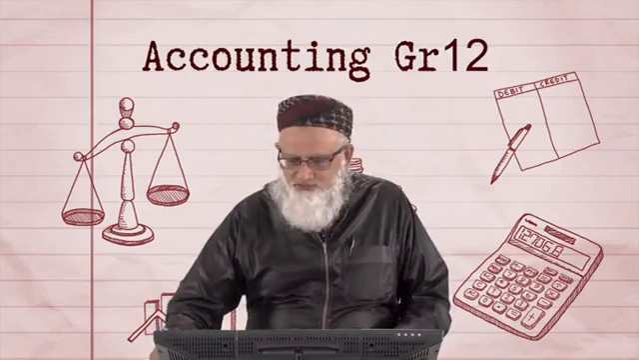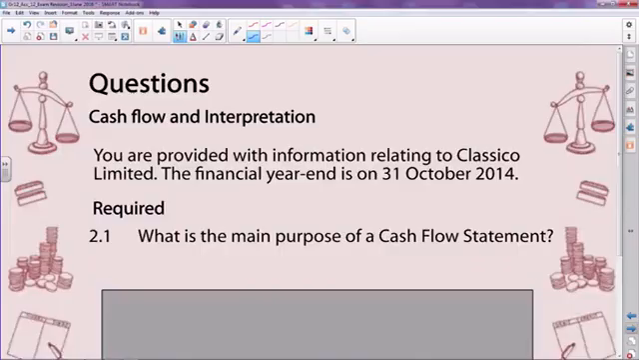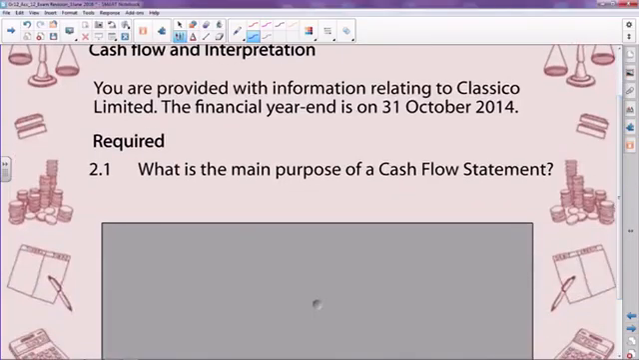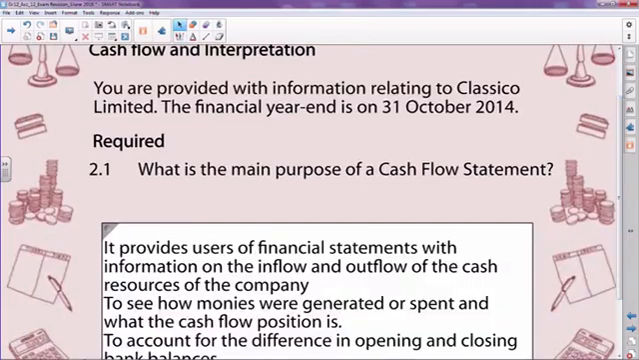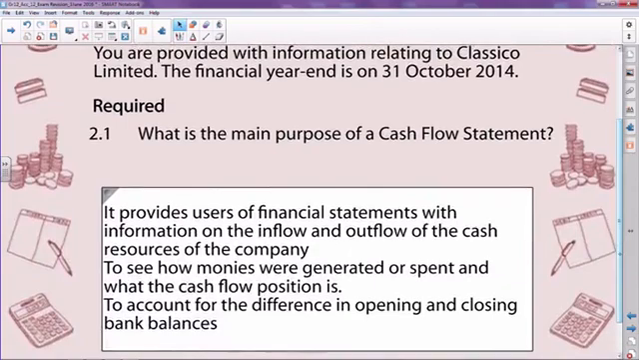Okay, guys, let's see if you have it. What do you have as the main purpose of your cash flow statement? Here goes. It provides users of financial statements with information on the inflow and the outflow of cash.